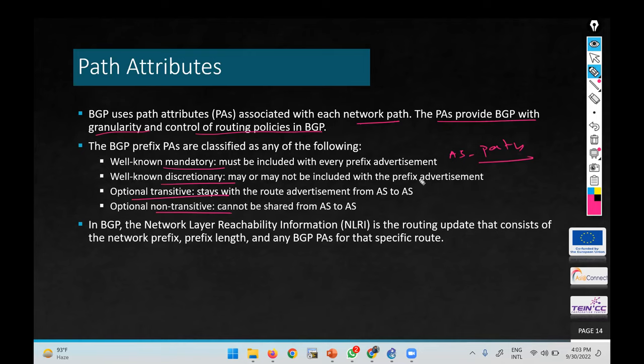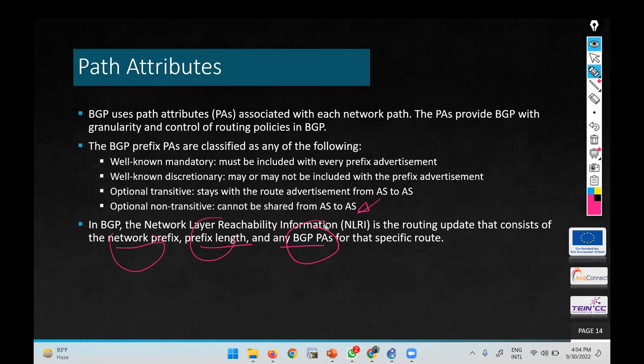Others stay with the BGP advertisement from AS to AS, and optional non-transitive cannot be shared from AS to AS. So one most important thing to remember here: if we send a BGP update packet from one neighbor to another, it contains what is called NLRI, that is network layer reachability information. What does it actually contain here? It contains the network prefixes, prefix length, and any BGP attributes that are specific to this route. So if we check the update packet of the BGP table, we'll find the NLRI, which contains the network prefixes, prefix length, and the BGP AS.